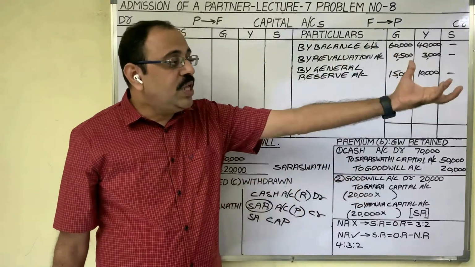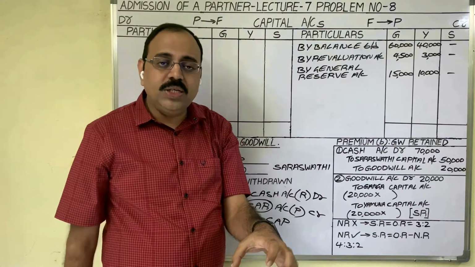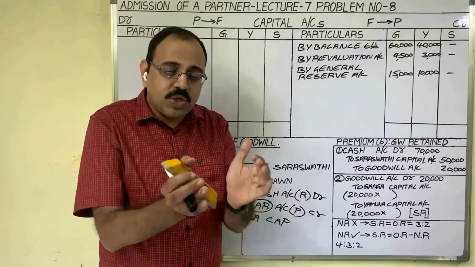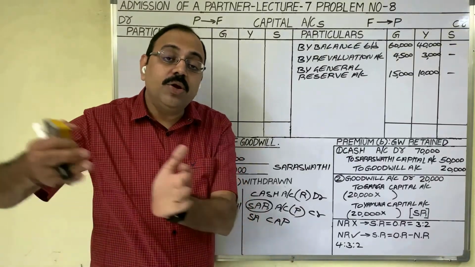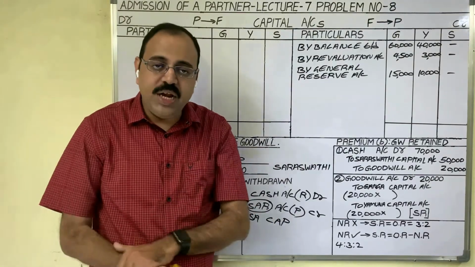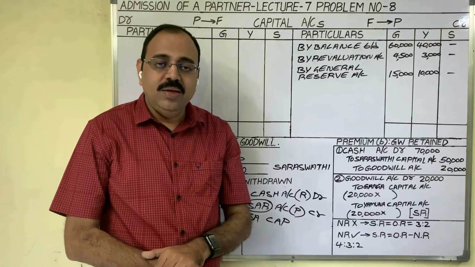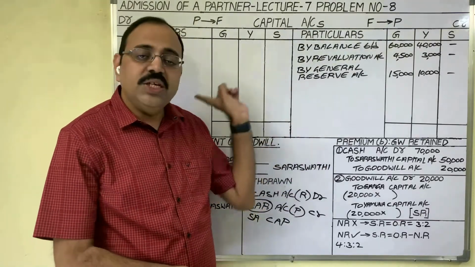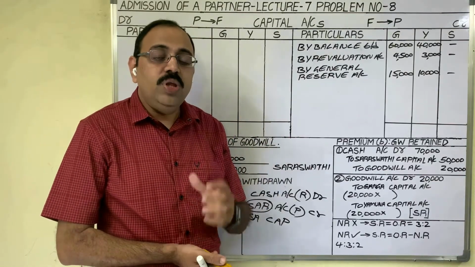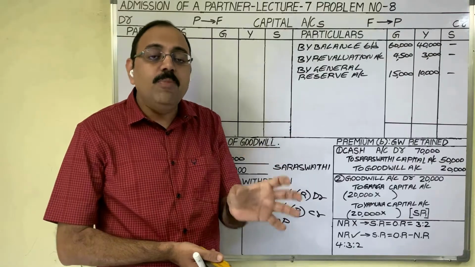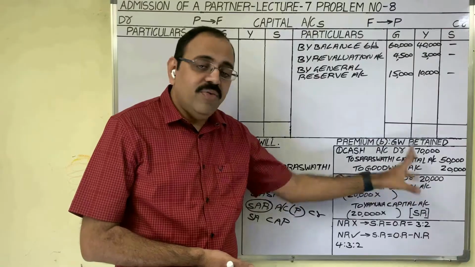Why are we crediting the goodwill account? Because Saraswati is bringing goodwill as a compensation to old partners. So the firm should pay this goodwill amount to old partners. By transferring to their capital accounts, the firm pays that amount. So to the firm, this goodwill is a liability. In the firm's books only we are writing these accounts now, so from the firm's point of view, you have to think. To the firm it is a liability. Liability shows a credit balance. Therefore, we have to credit the goodwill account.